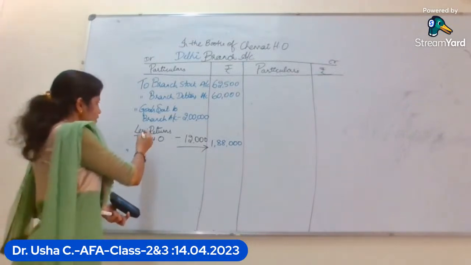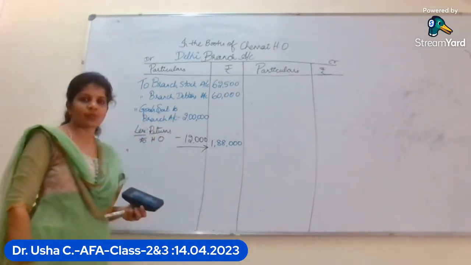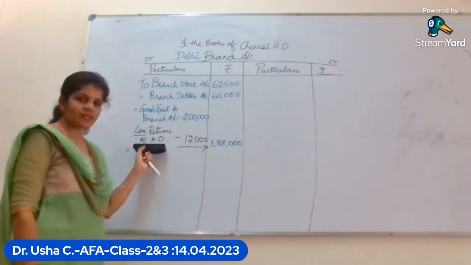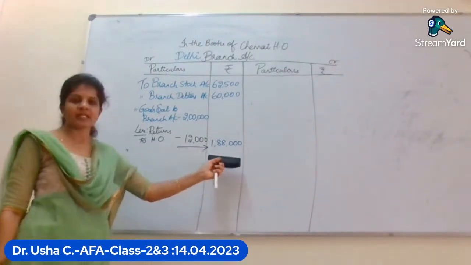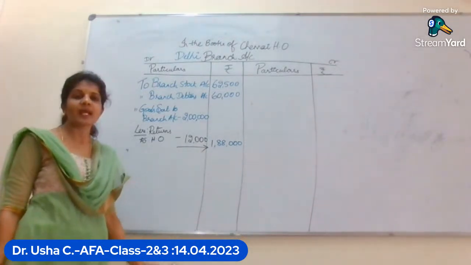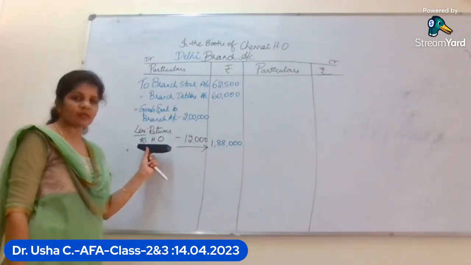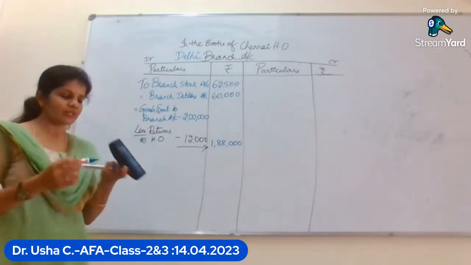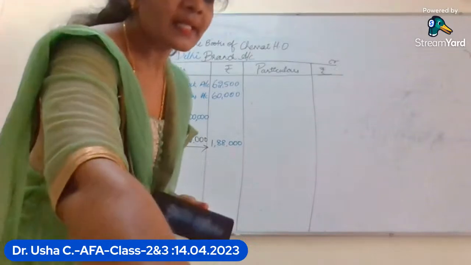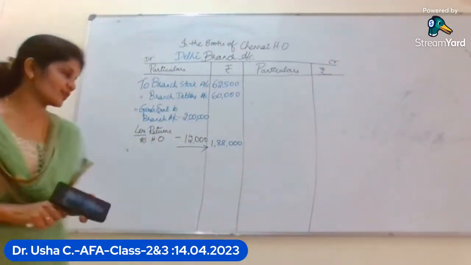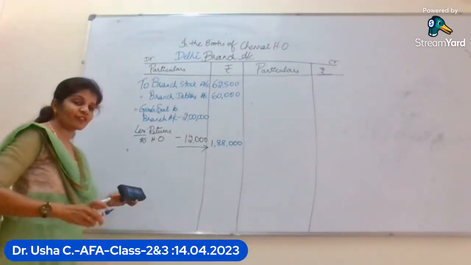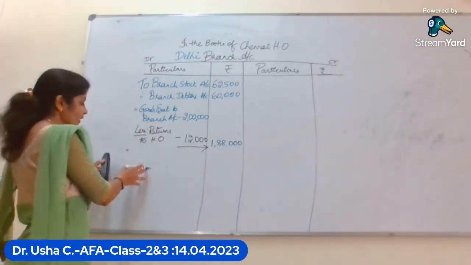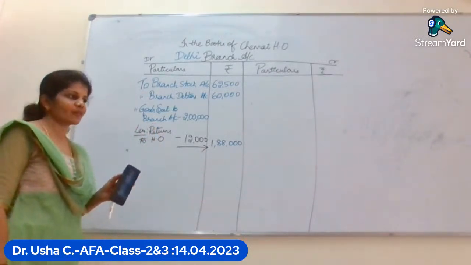Okay. So goods sent to branch account is 2 lakh rupees. If you deduct the return to the head office, 12,000, the balance of 1,88,000 is the goods sent to branch account, the actual amount of goods received by the branch. Let us see the next entry, that is cash sales. So what entry do we have to pass for the cash sales? Do we have to record it under the debit side of the branch account?